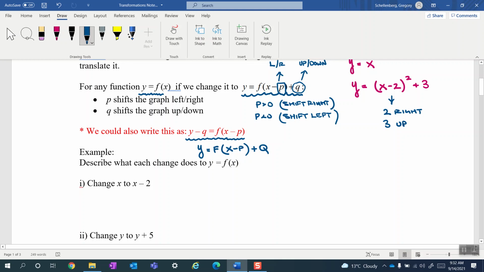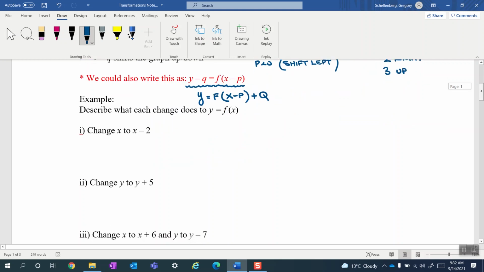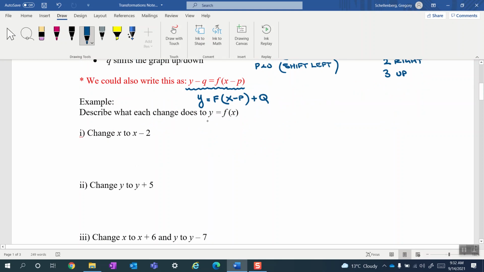Okay, so let's look at some examples here. We want to describe what change happens to the graph of the function y equals f of x based on different changes to x and different changes to y. Okay, so the first one, we're going to change x, or we're going to replace x with x minus 2. So the equation looks like this. Y is equal to f of (x minus 2). And now we want to identify what the translation is. And we know that we've got a shift of 2 units to the right.